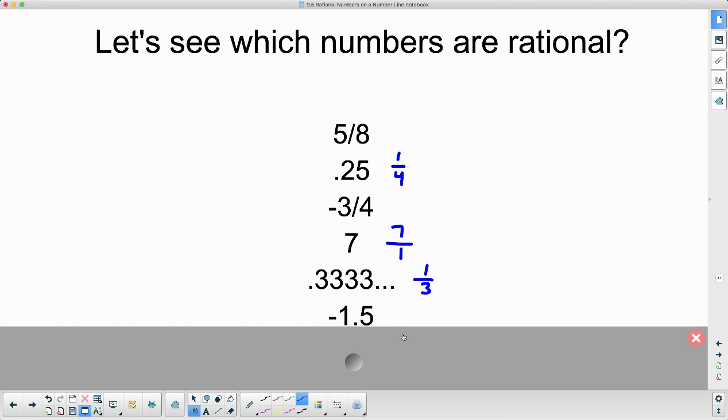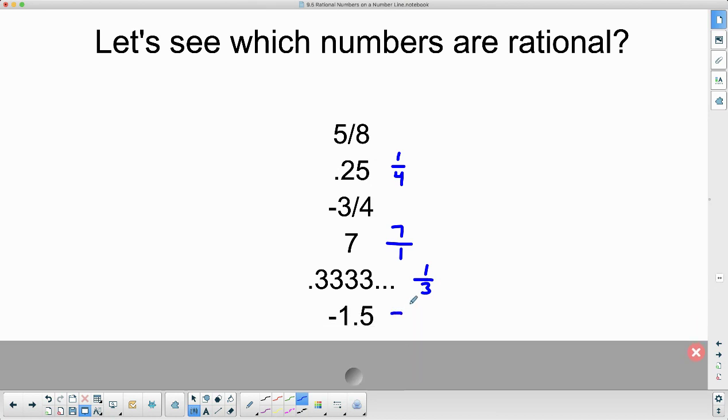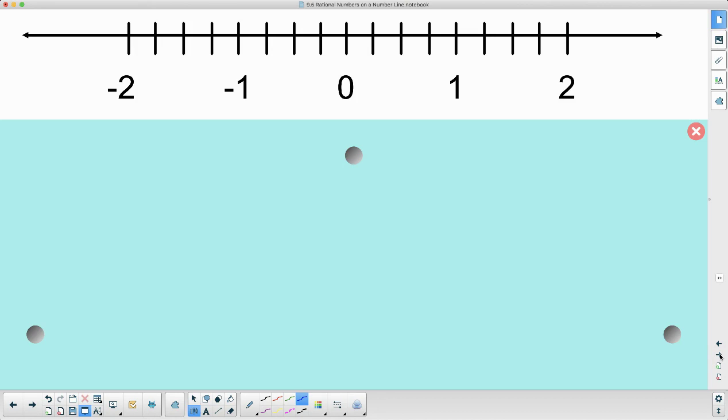So that also is a rational number. I can write -1.5. That's also rational. So any decimals, fractions, and whole numbers are considered rational numbers. Let's take a look at those on a number line.